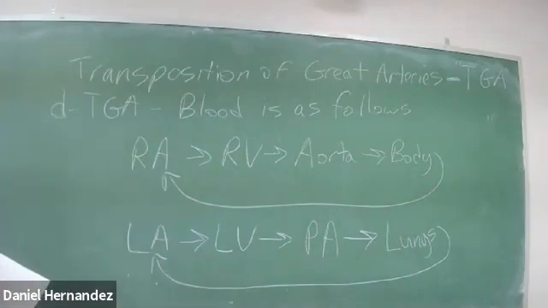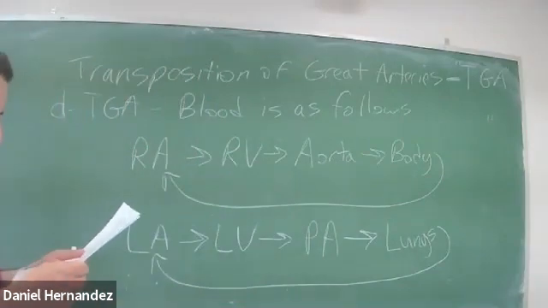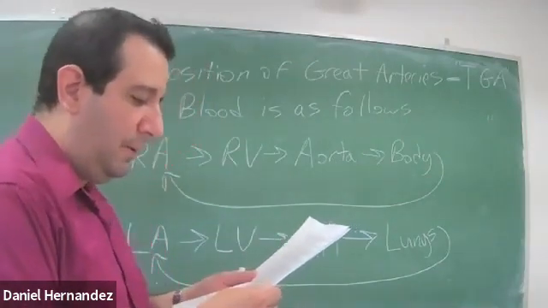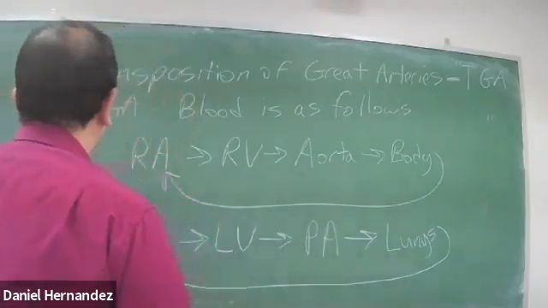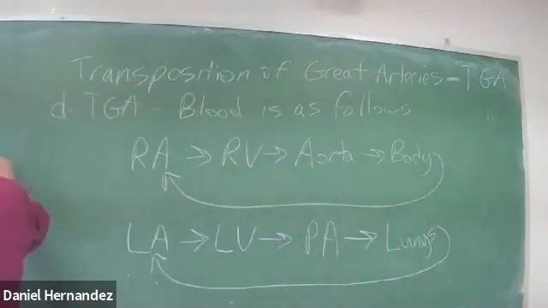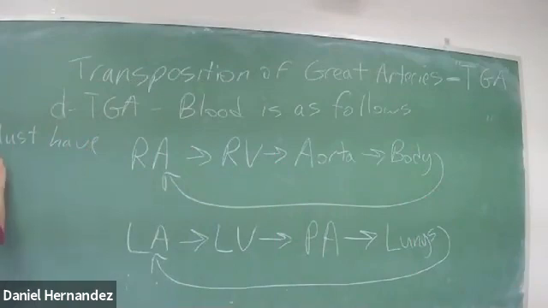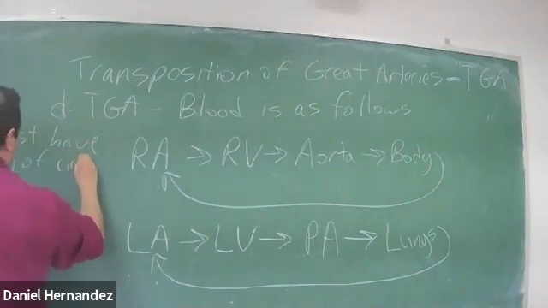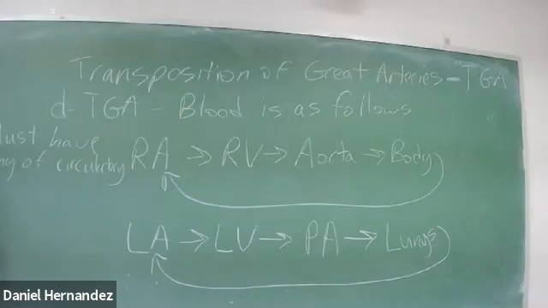So you can see that life is dependent on some mixing between these two circuits. This often occurs through the PFO and PDA, and sometimes ventricular septal defects. You must have mixing of the circulatory circuits.